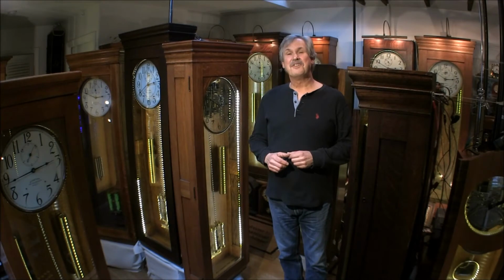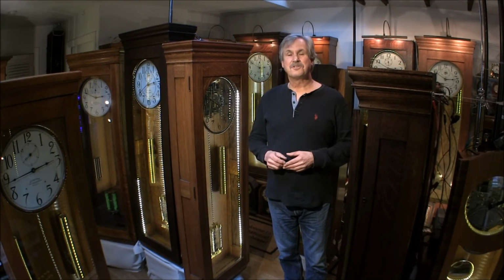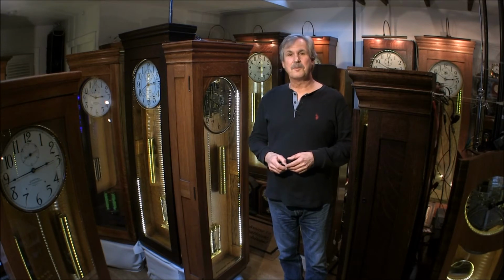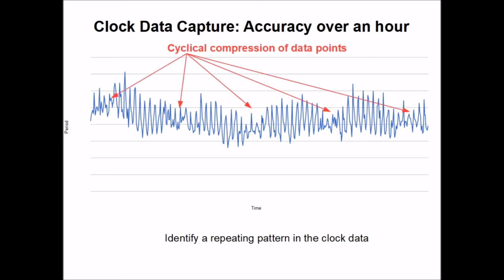So now that we understand you can look at a clock movement's design frequencies, let's take a closer look at how that can be brought together with some of the performance characteristics. Returning to the data that we captured from our clock over the course of an hour, we want to identify a repeating pattern in the data. It's easy to see that there's a recurring or cyclical compression of the data points at a regular frequency.